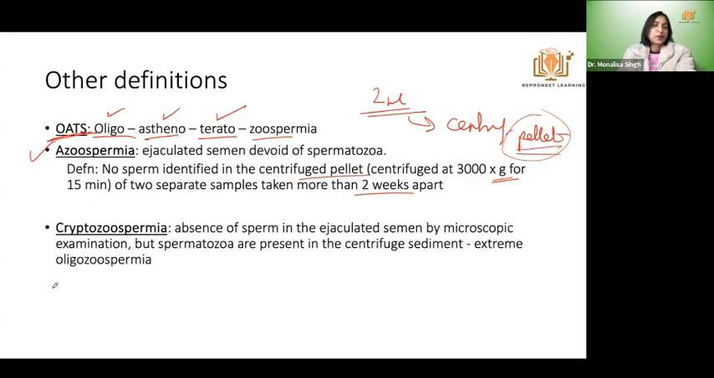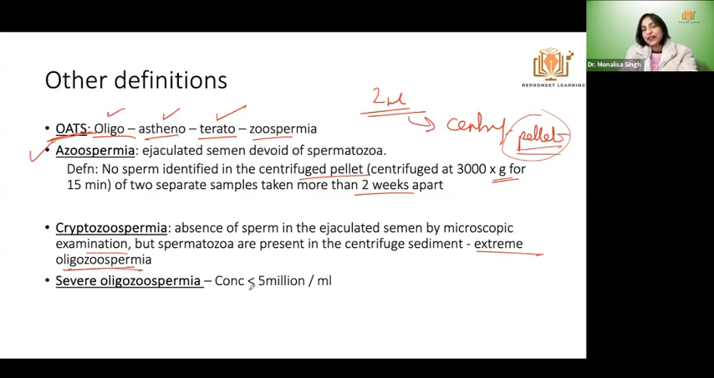And what is cryptozoospermia? Cryptozoospermia is absence of sperm in ejaculated semen by microscopic examination. But when you centrifuge, you find a few spermatozoa. So this is a type of extreme oligozoospermia. And what is severe oligozoospermia? When the count is less than 5 million per ml. The concentration is less than 5 million per ml.